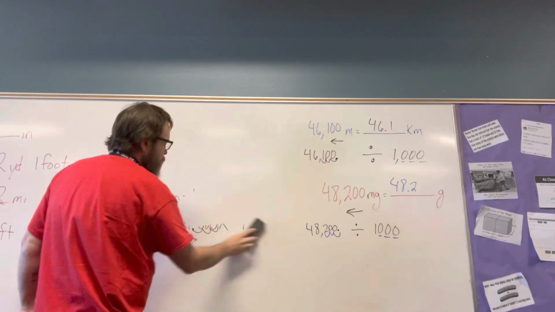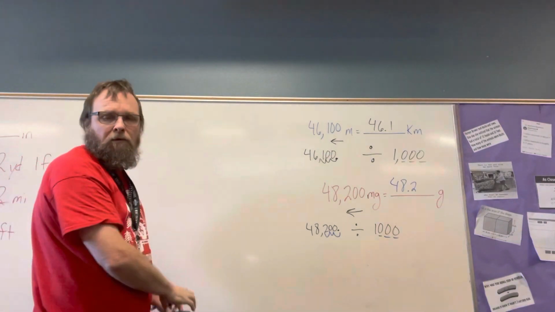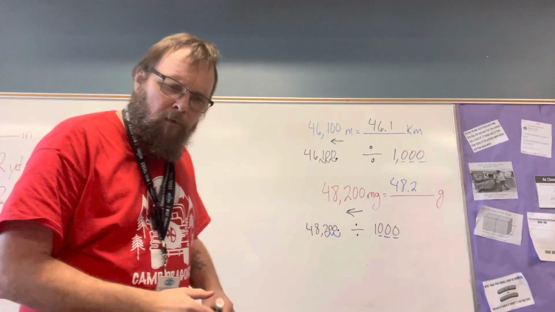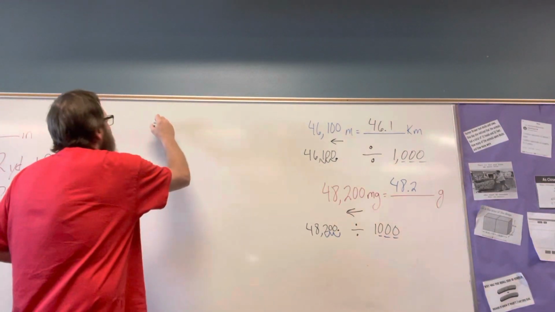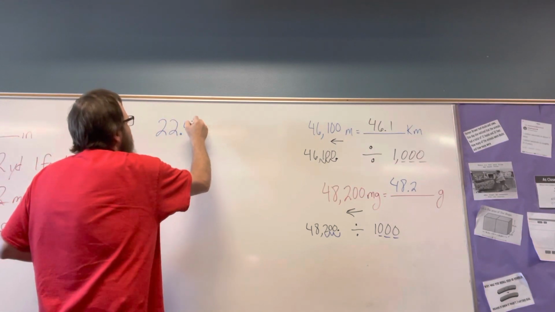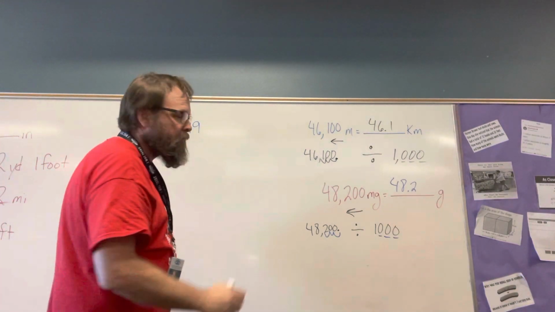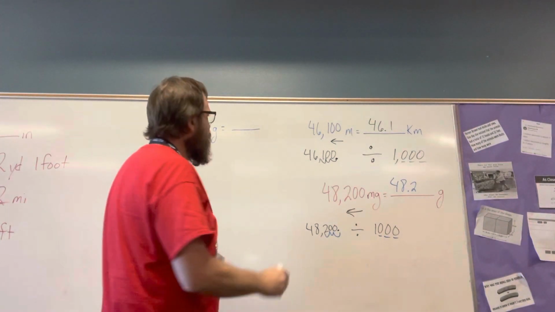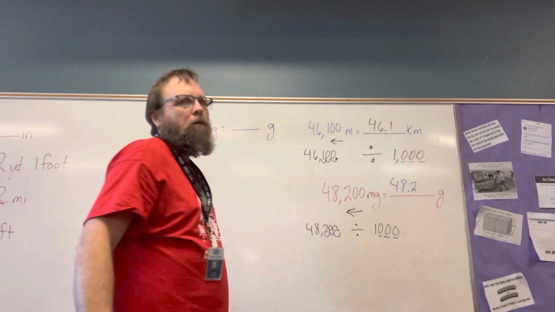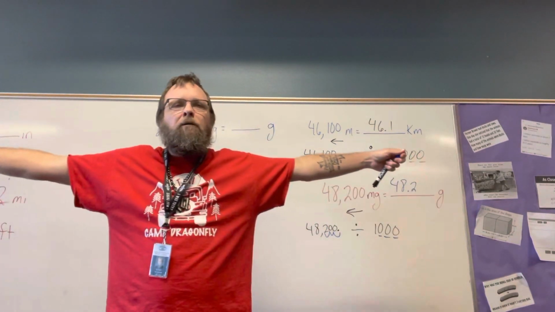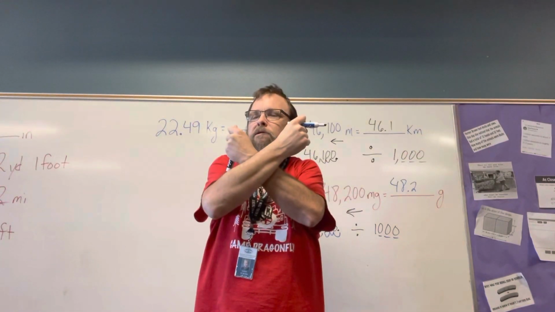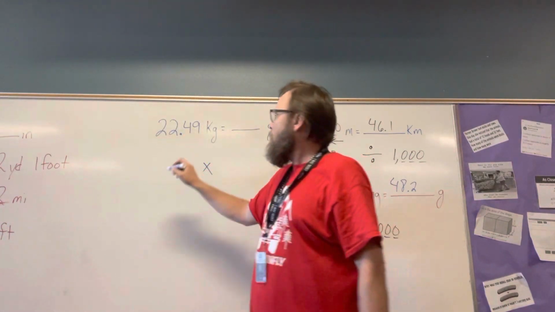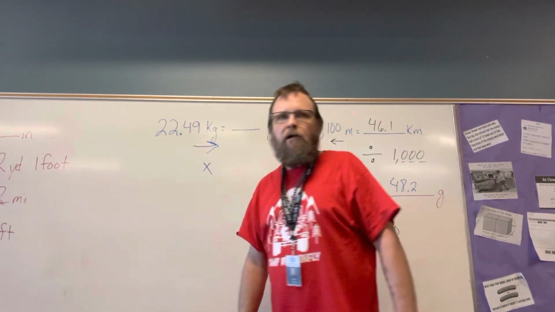Let's do one more. I'm just going to make up a problem off the top of my head: 22 and 49 hundredths kilograms equals blank grams. So we are going from kilograms, which are bigger, to grams, which are smaller, which means we multiply. If we're multiplying, our decimal point moves that direction.